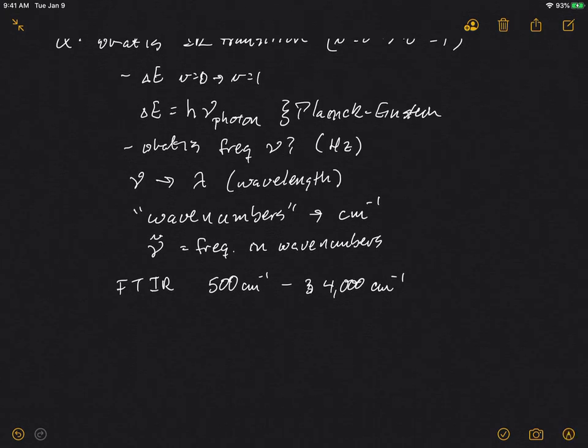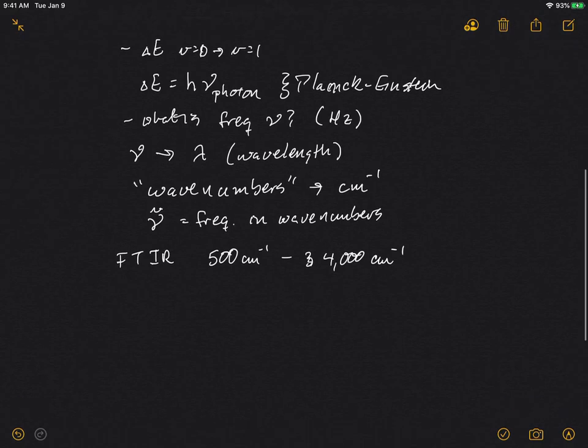And I know the other end is around 500 wave numbers. And below that, you're in the very far IR, or the microwave end of the spectrum. And so we're going to want to know that frequency and wave numbers. What else do I want to say about wave numbers?